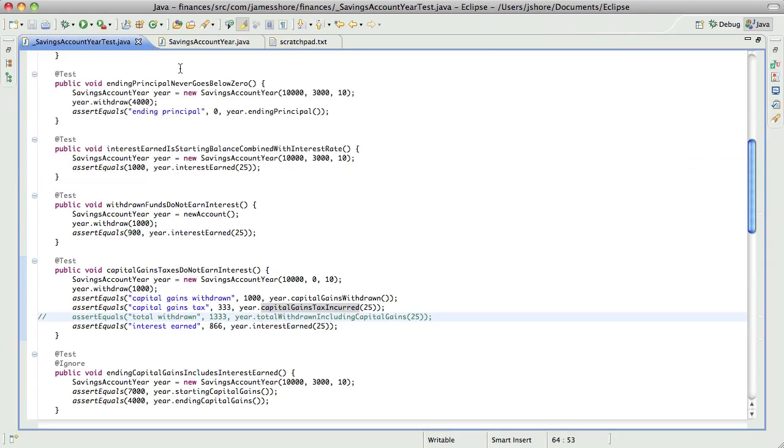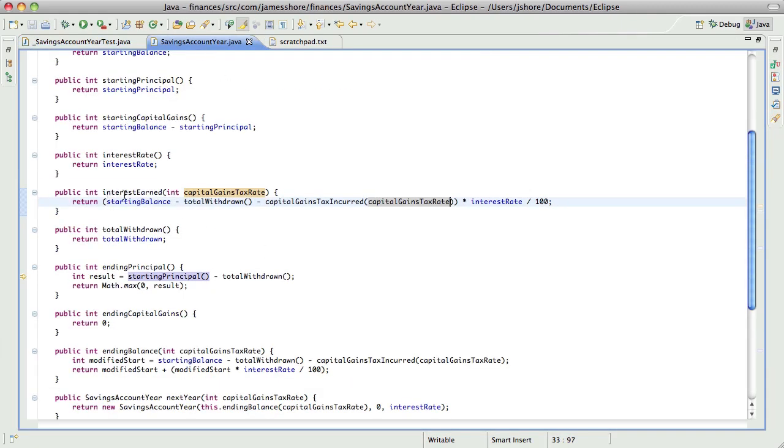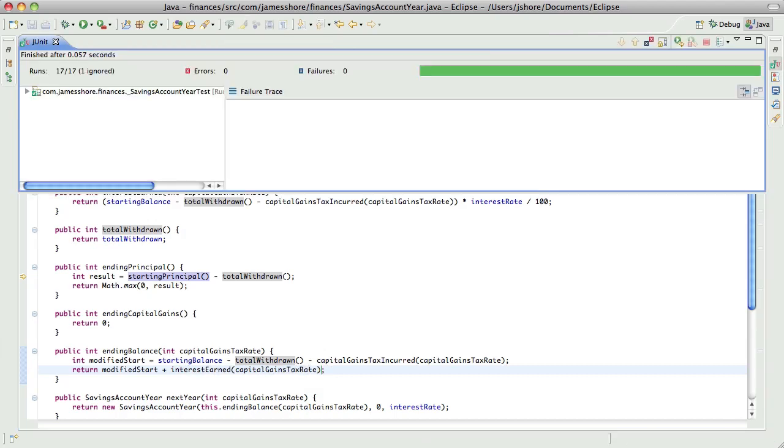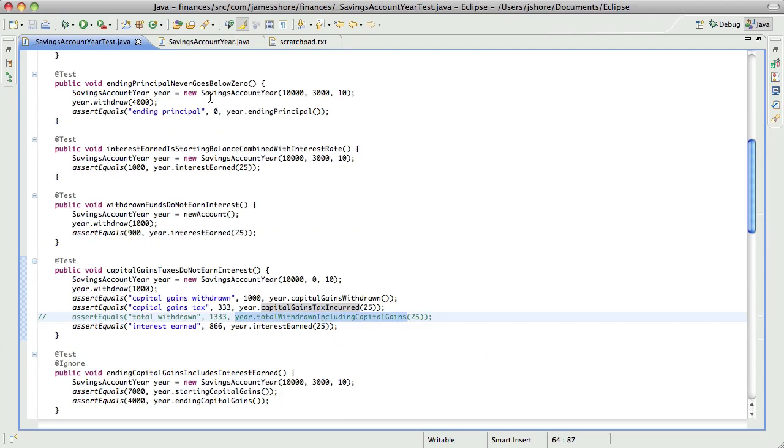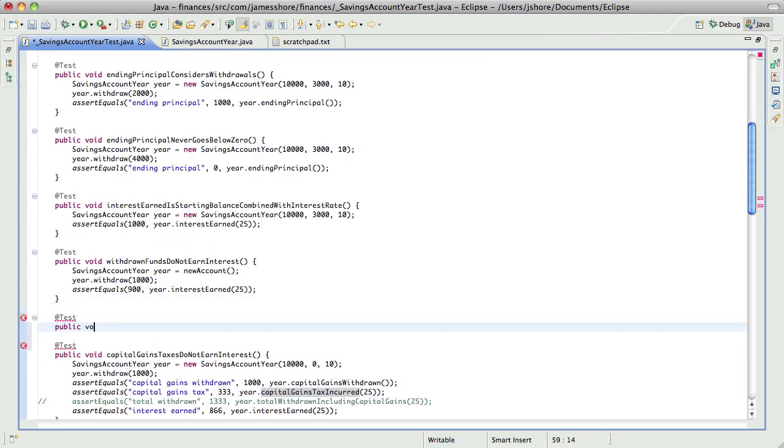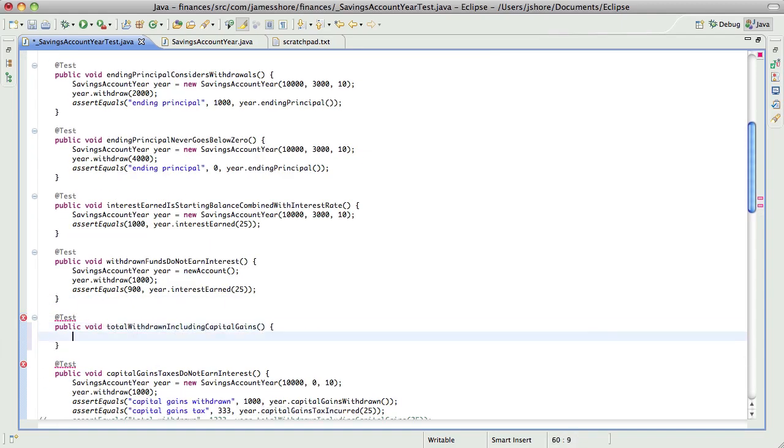I believe what that means is now that we've got this interest earned calculation, we can say that the ending balance is simply equal to the starting balance minus the total withdrawn. Well, we can say it's equal to the modified start plus the interest earned. But I think our tests have shown us that we really need this function, total withdrawn including capital gains. So let's go ahead and put that in.